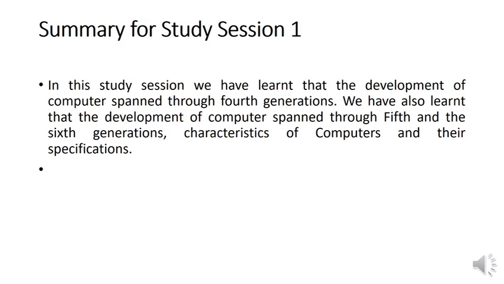So this takes us to the summary of this particular section. In this section, we have learned that the development of computers spans through the first to fourth generations. We have also learned that the development of computers spans through the fifth and sixth generations. Then the characteristics of computers and their specifications have also been discussed in unit 2 of this section.